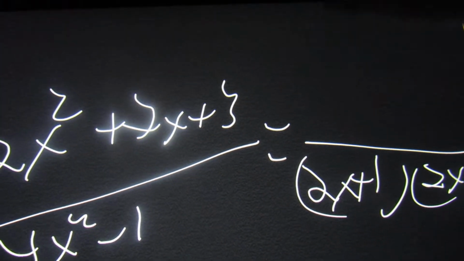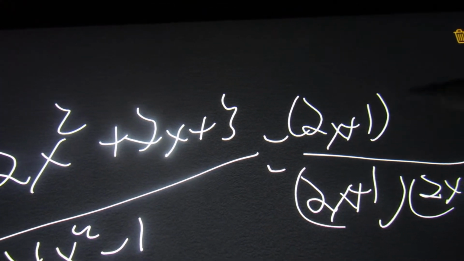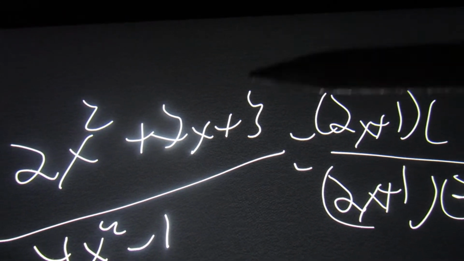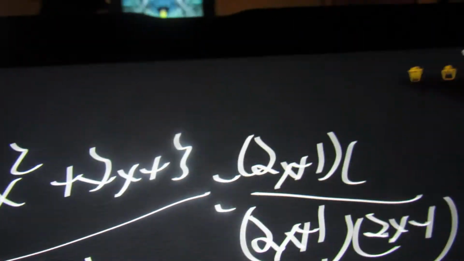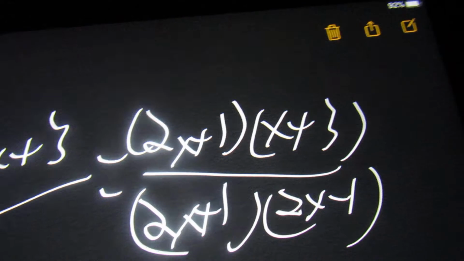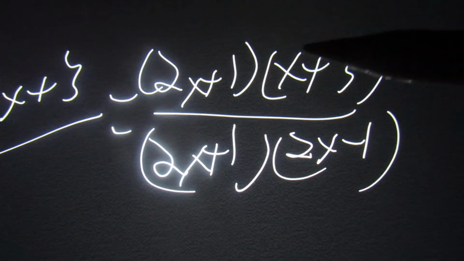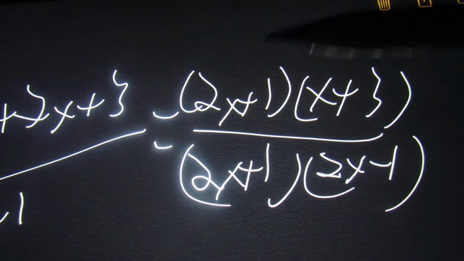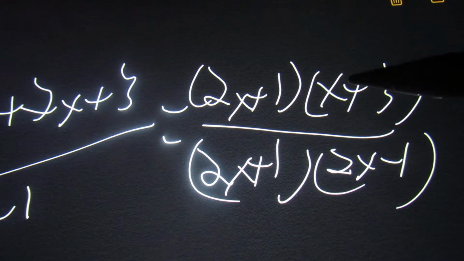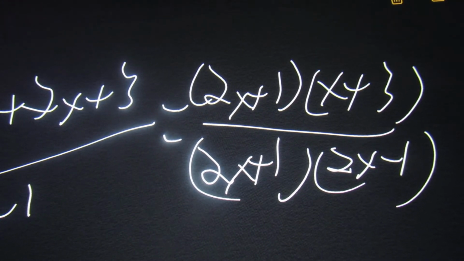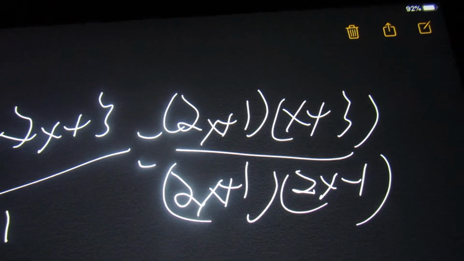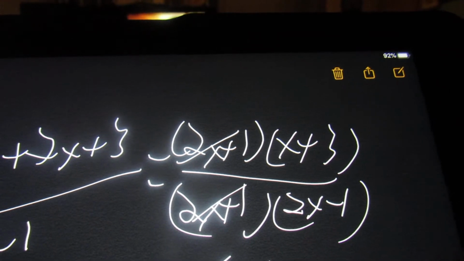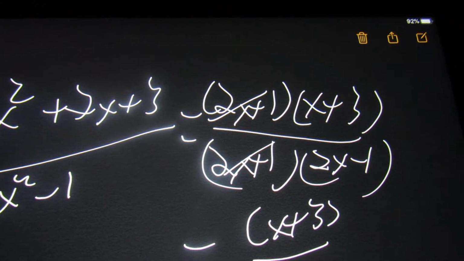So let's assume that 2x plus 1 is one of the factors. The other factor of 3 with 1 is 3, and the other factor of 2 with 2x is x. So this would be x plus 3. And if we work this out, 2x times x is 2x squared. 2x times 3 is 6x plus 1 times x, which is 1x, which is 7x, and then 1 times 3 is 3. So now we can cancel the 2x plus 1s, and we're left with x plus 3 over 2x minus 1.